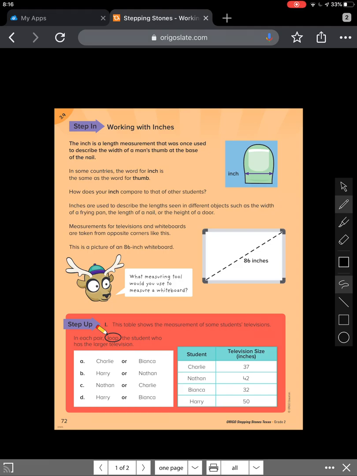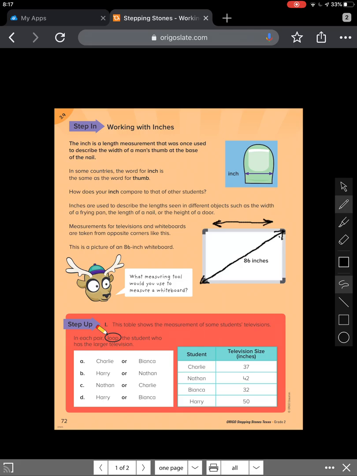Measurements for televisions and whiteboards are taken from opposite corners like this. This is a picture of an 86-inch whiteboard. So it's going diagonally, instead of like the thumb going this way and this way horizontally. When you're looking at a television or a whiteboard, it's going to go diagonal.